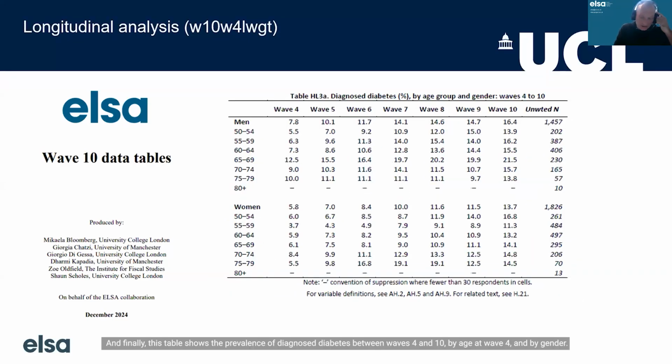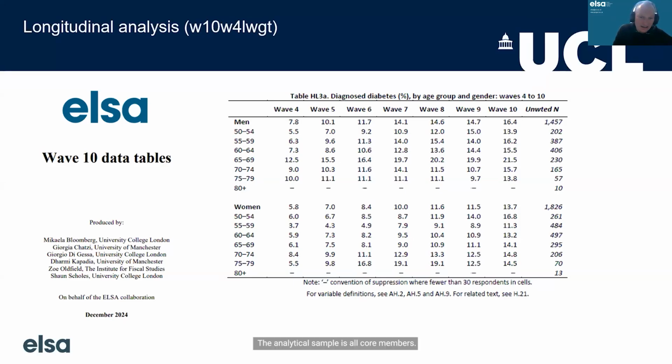And finally, this table shows the prevalence of diagnosed diabetes between waves 4 and 10 by age at wave 4 and by gender. The analytical sample is all core members who were productive at wave 10 and who took part in each wave between waves 4 and 10.